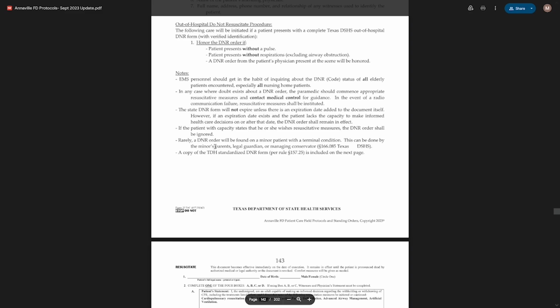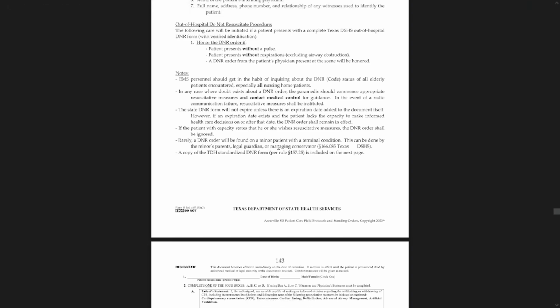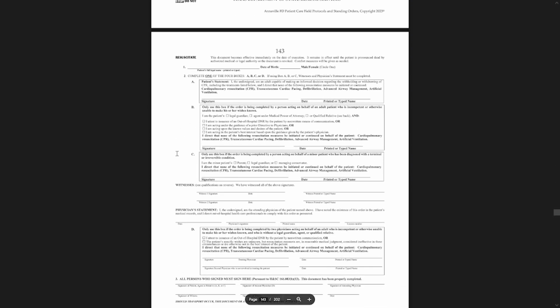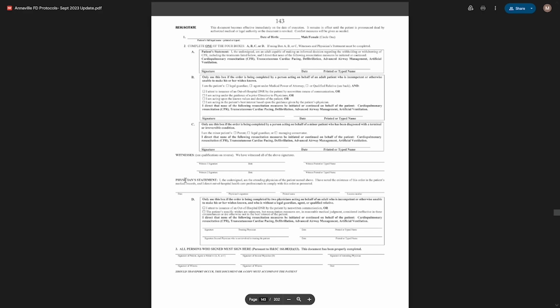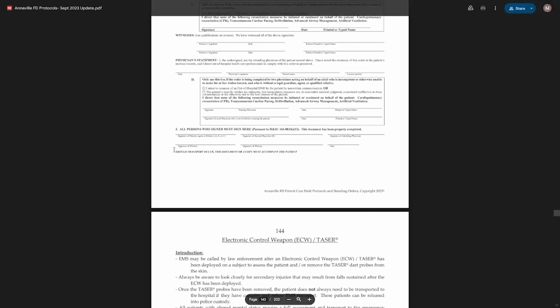A copy of the TDH standardized DNR form per rule is included on the next page. So here is an example of a DNR form. All of this should be filled out. If it's not filled out, that is bad.